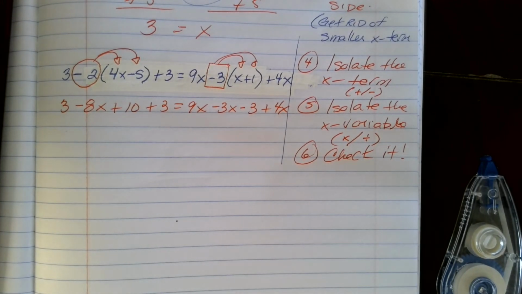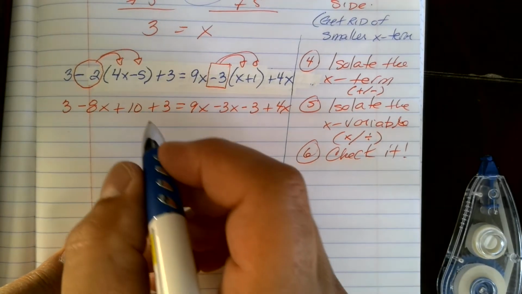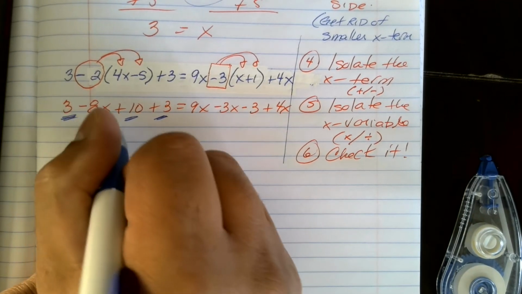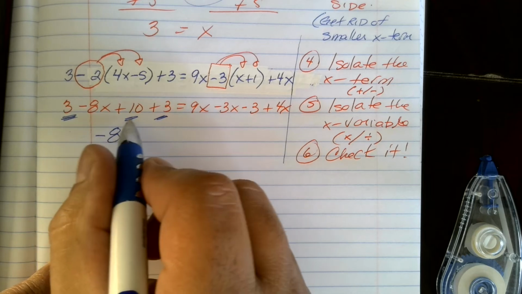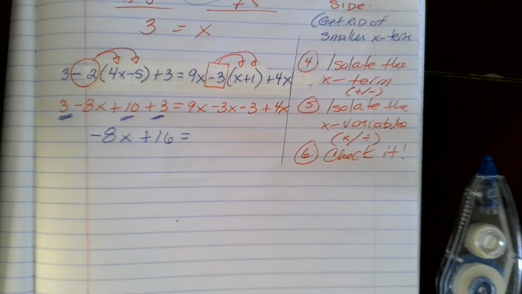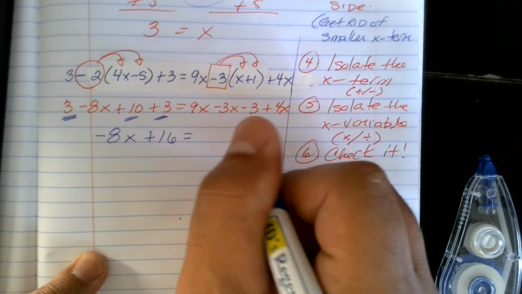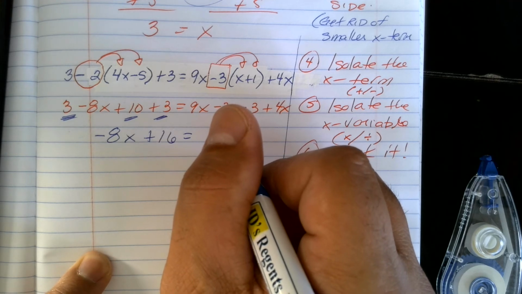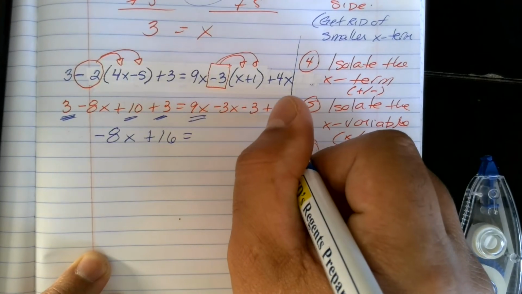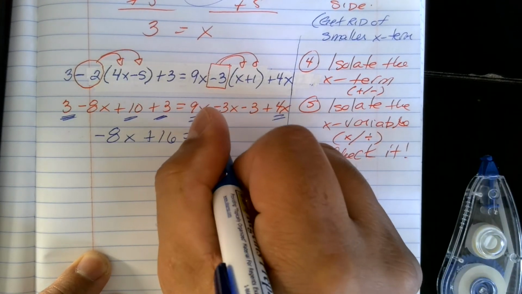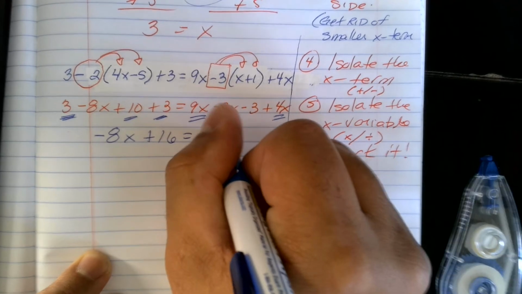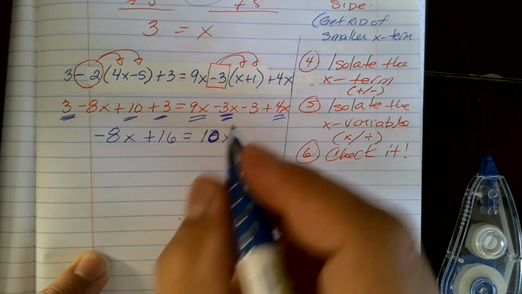So I no longer have parentheses. Now I can combine my like terms. Over here I have a lot of like terms on the left side. So it looks like I'm going to have negative 8x. And then when I combine this, it looks like plus 16: 10 plus 3 plus 3. And over here, it looks like I'm going to have 9x and 4x, which will give me 13x. And that minus 3, this will give me 10x. I have 3 like terms there.